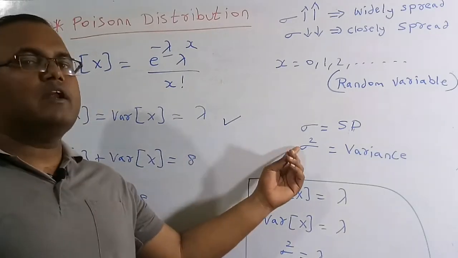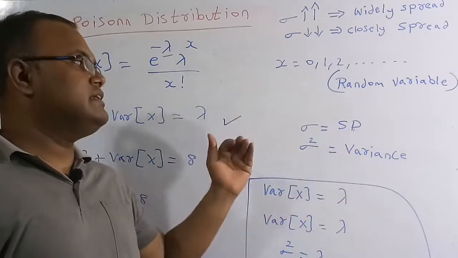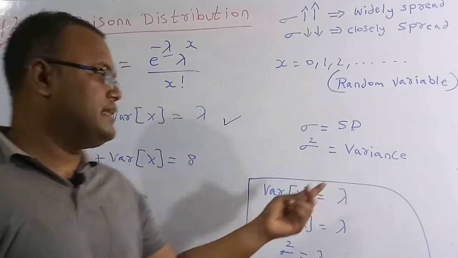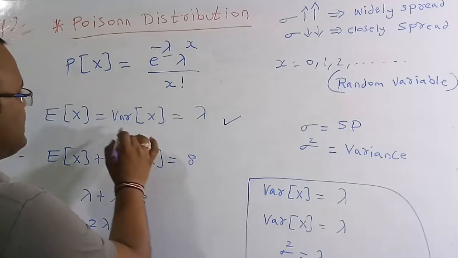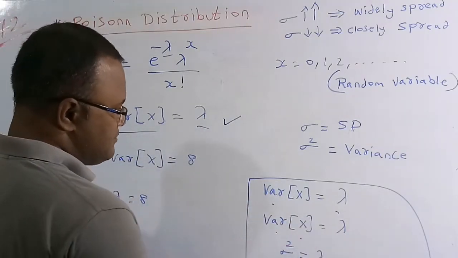Where sigma is called the standard deviation and sigma square is called the variance. Sigma is the standard deviation, so the square of the standard deviation is called the variance. So variance is equal to lambda. So variance of x is equal to the same thing, lambda.